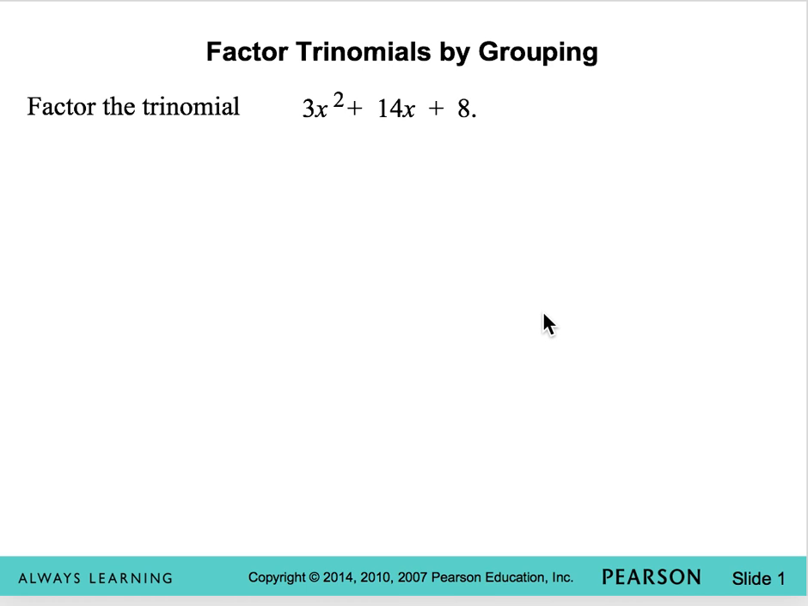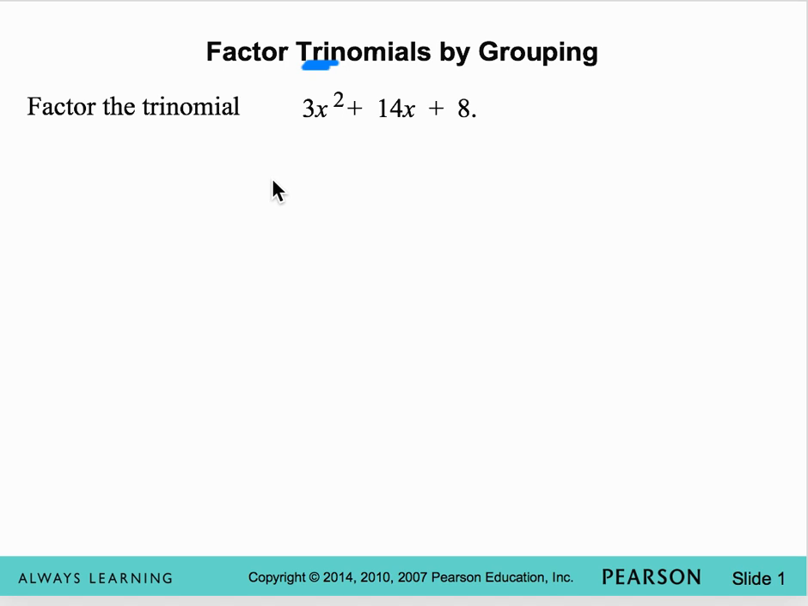Okay, we're going to keep factoring. Remember last time we talked about factoring out the greatest common factor and then factoring by grouping. The factoring by grouping, you had to have 4 or more terms. Today we're going to factor trinomials, 3 terms. And the way I'm going to do that is I'm really going to make it have 4 terms. Then I can use my factoring by grouping, right?